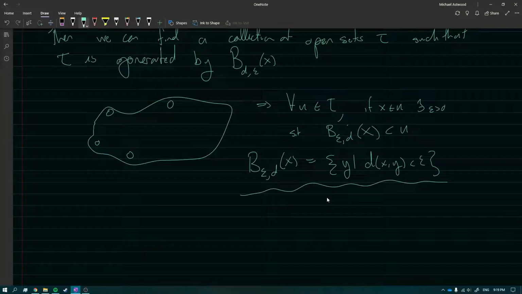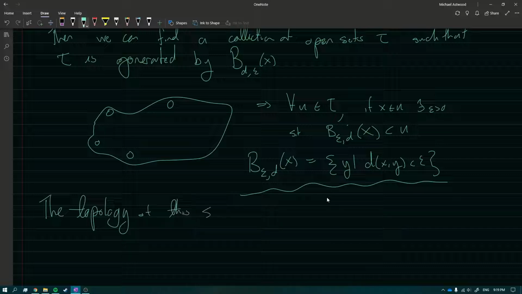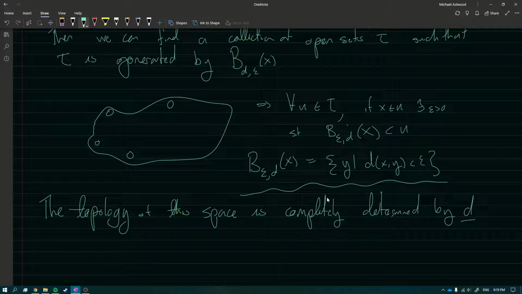So the topology of this space is completely determined by d. In general, though, you pick tau before you pick d.